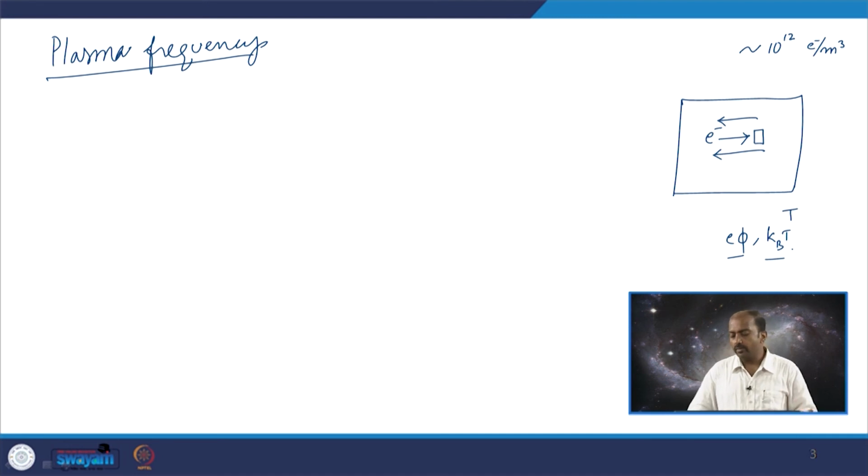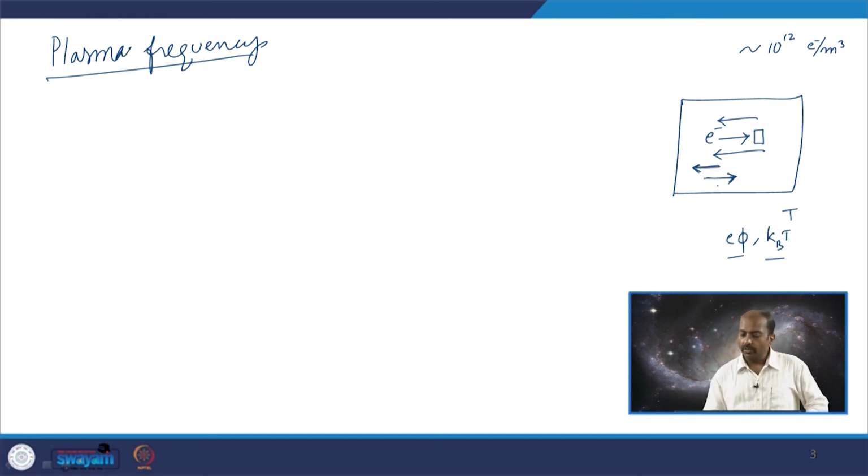Now, the electron will of course try to go back to its original position, but in the process it will overshoot the position because of inertia. The particle has some mass, so it has some inertia. It will always overshoot the position because of its velocity, right. When it overshoots, again a restoring electric field is set up, and this restoring field will try to bring the electron back to its position. This to and fro movement will create an oscillation.